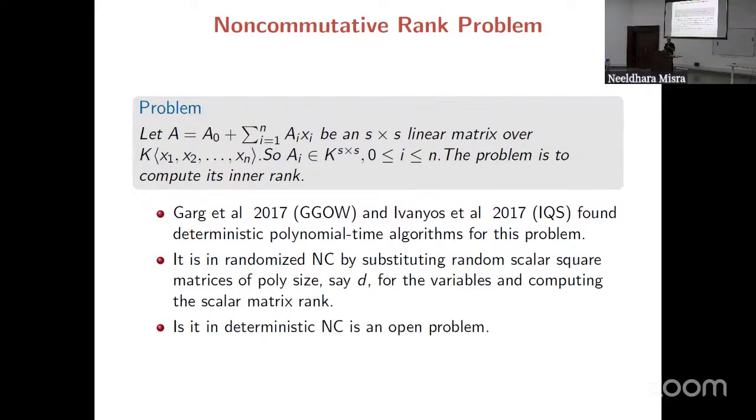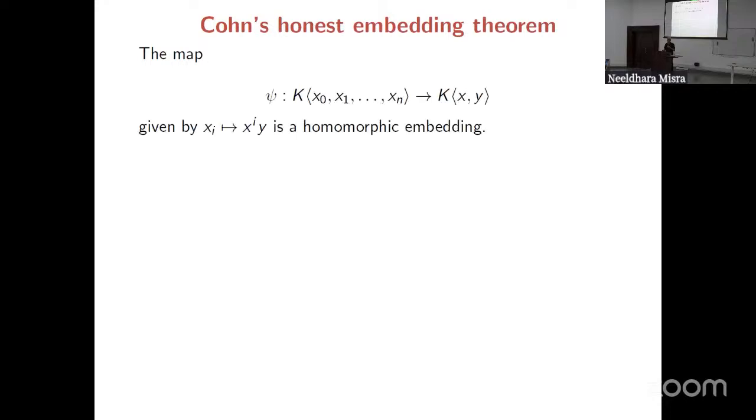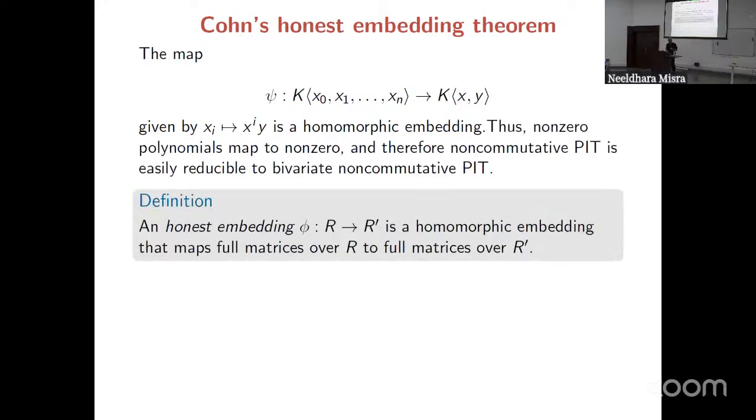Let me cut the story short. If you want to do PIT in the non-commutative setting, with n variables x1 to xn, the substitution xi goes to x^i y gives you a reduction to bivariate polynomial identity testing. That's because it's a homomorphic embedding; two things can never become equal. But what we want is something from n-variate to bivariate which will even preserve the ranks of matrices, in particular mapping full matrices to full matrices.